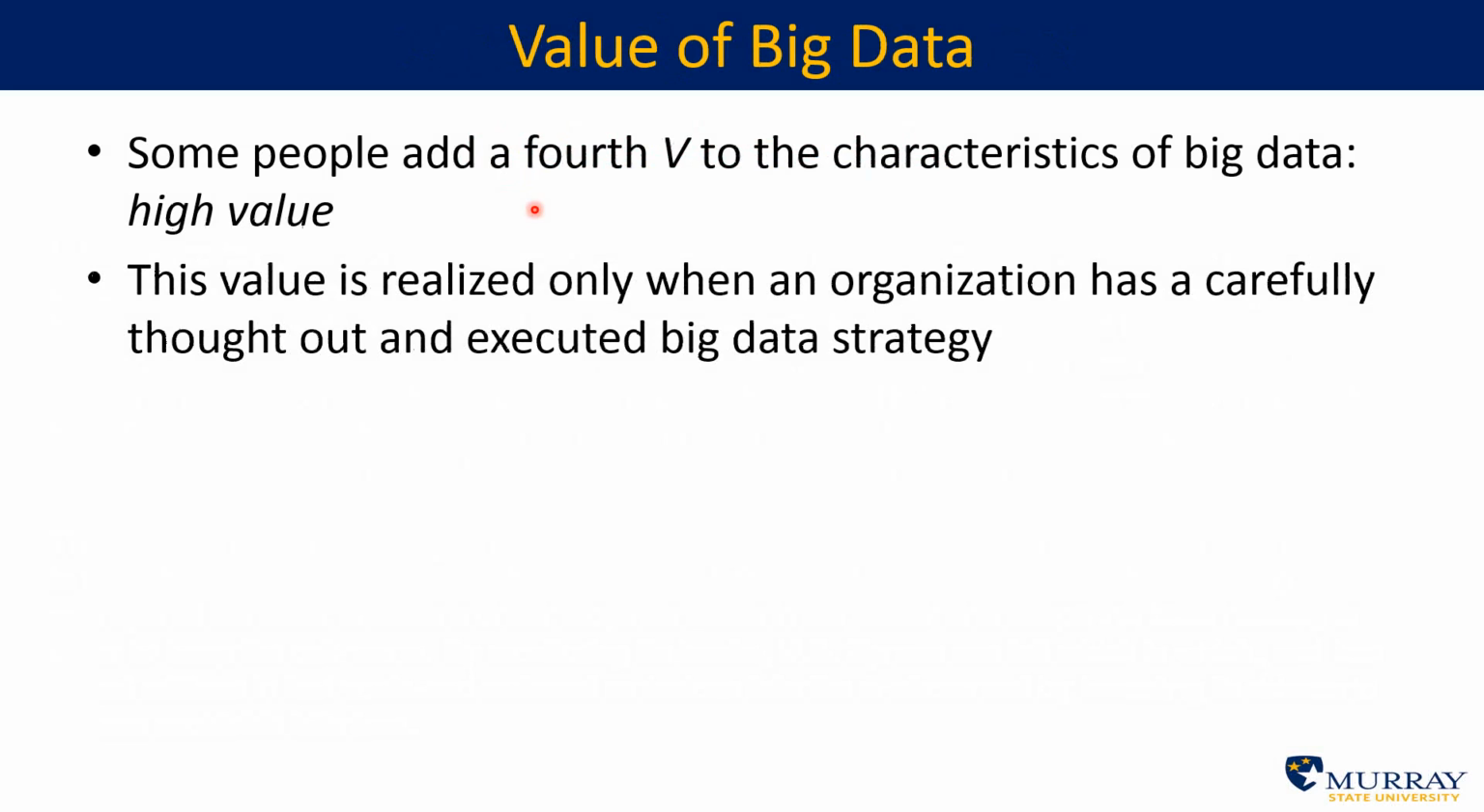Now, that's why some people add a fourth V to the characteristics of big data. They also say high value. So basically, in order for a big data initiative to be a real big data movement, it needs to be high value. In other words, high value needs to be derived from volume, variety, and velocity, the other 3 V's. But of course, this value is realized only when an organization has a carefully thought out and executed big data strategy. In other words, you cannot just do big data analysis for fun or for the sake of being fashionable, getting on board with all those managerial fads. There needs to be a very strong strategy.